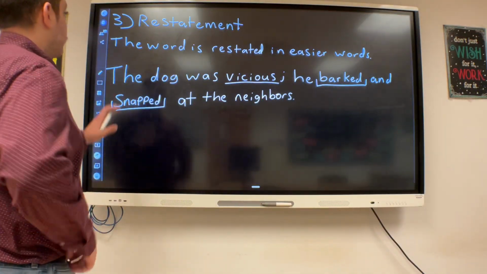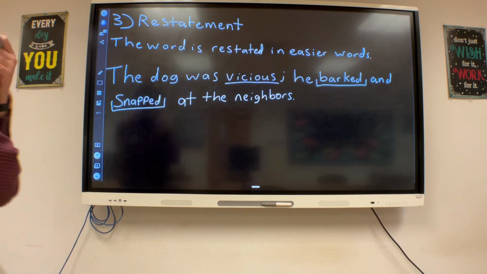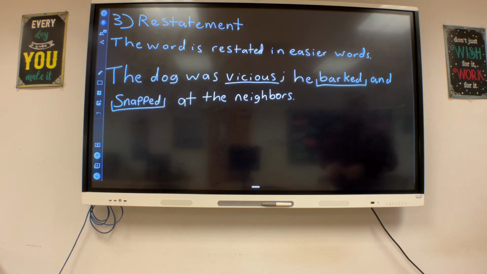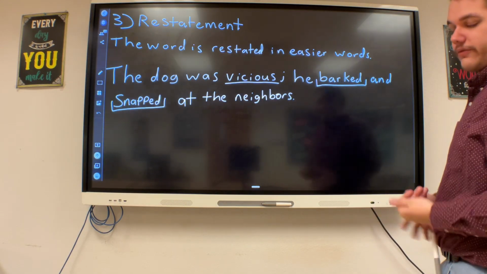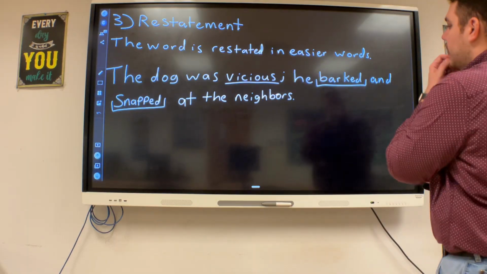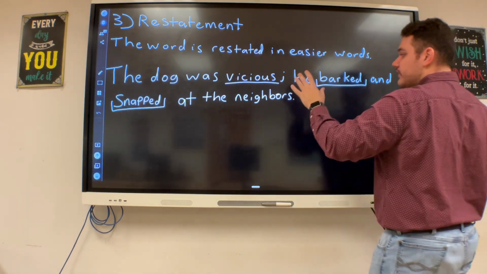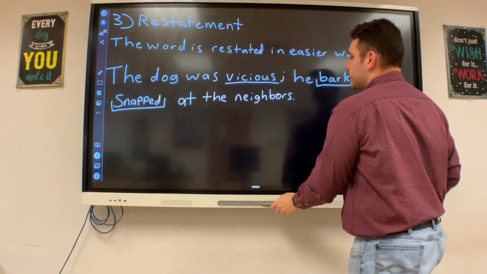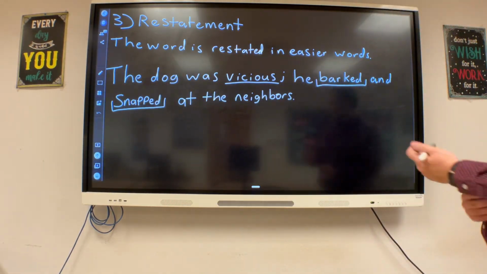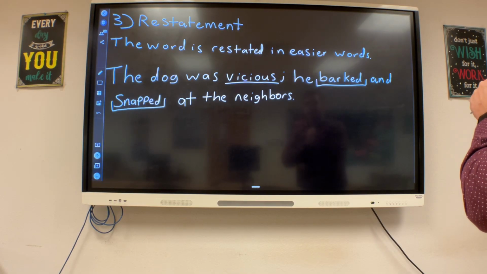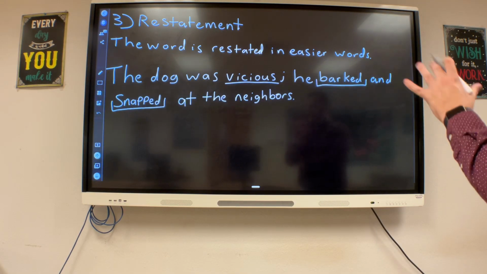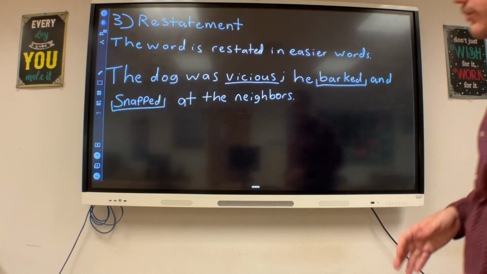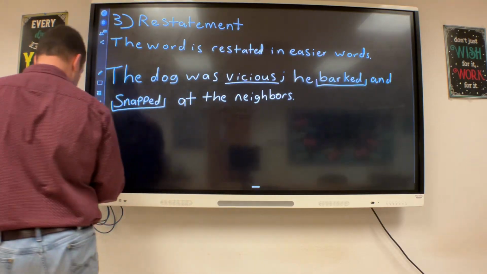Number 3 is going to be just restatement. It's just where the word is restated in easier words. So if I said the dog was vicious, again, we've never heard of vicious. We don't know what that means. Okay, so the dog was vicious. We got a semicolon. He barked and snapped at the neighbors. And we know what bark and snap means. That sounds like a mean dog. And so by using those context clues, we can put that together and figure out that vicious means like mean or just unpleasant, anything like that.